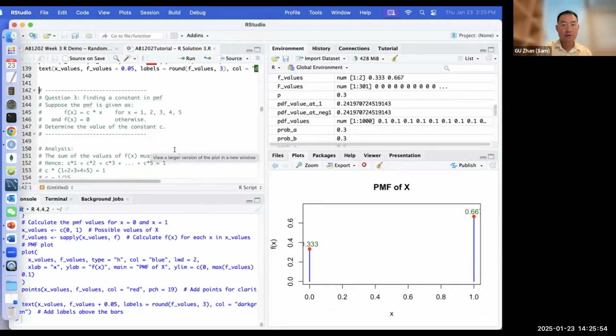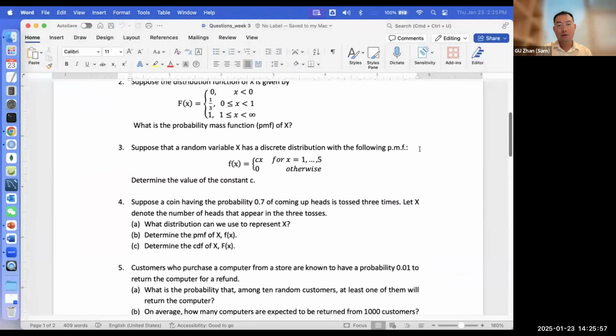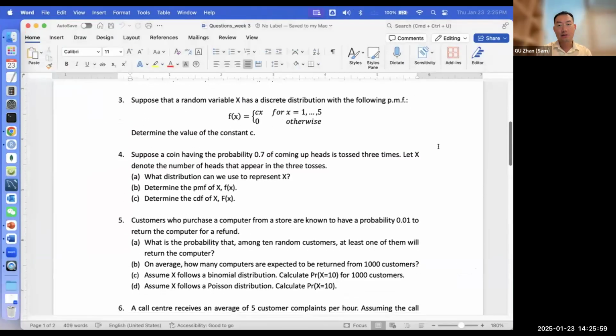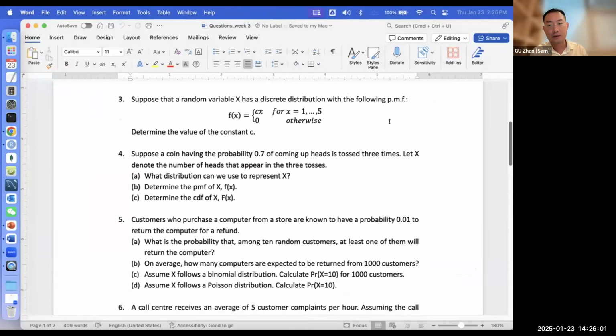Question 3. What is question 3? Suppose a random variable has a discrete distribution with the following PMF. Now, probability mass function, so discrete value. So it says for x equals 1 to 5, then the fx is cx. X equal to 1, it is c times 1. X equals 2, then it's 2c. X equal to 3, then it's 3c, 4c, 5c. So 1c, 2c, 3c, 4c, till 5c.